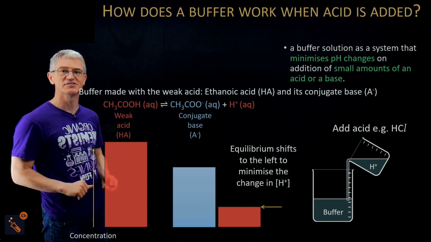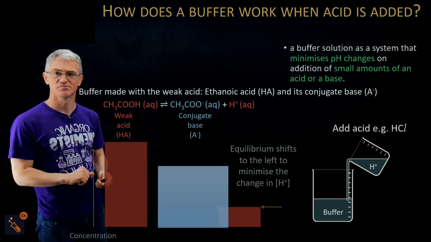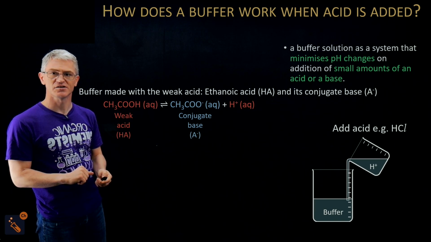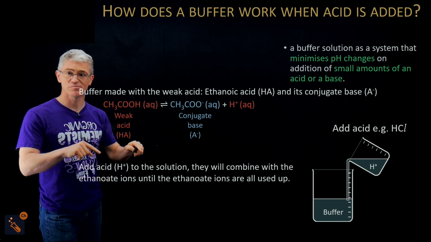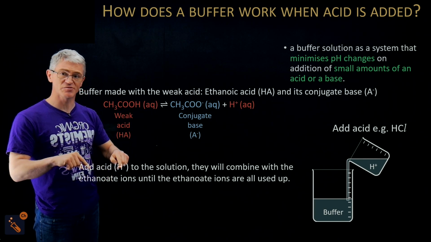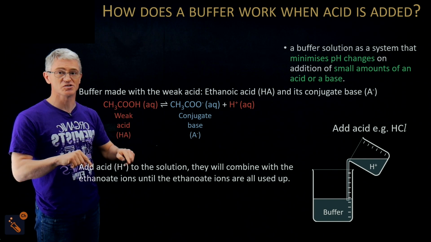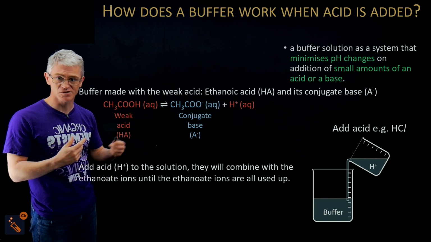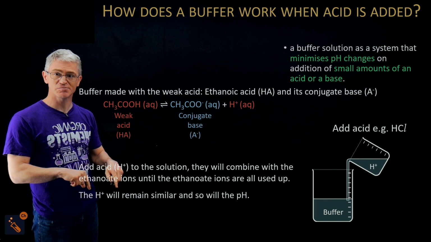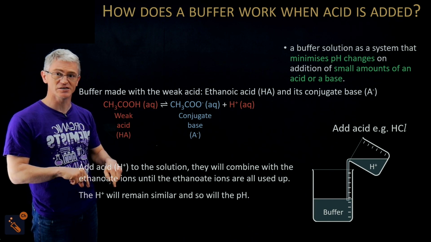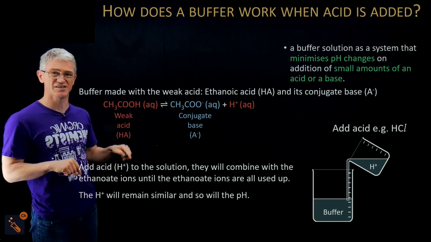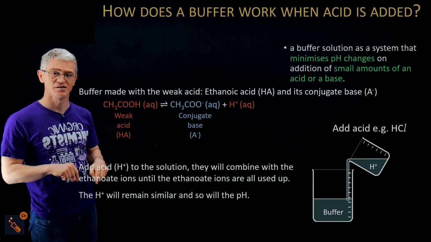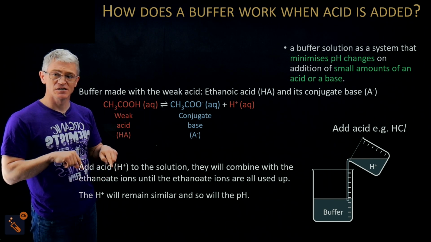Now, how do you answer that in terms of a question? You add H+ to the solution, and it combines with the ethanoate ions until the ethanoate ions are all used up. Then the pH completely changes, once the ethanoate ions are all used up. H+ will remain similar, and so will the pH. Similar, not exactly the same, because it minimizes the pH change. Now, how do you get marks?